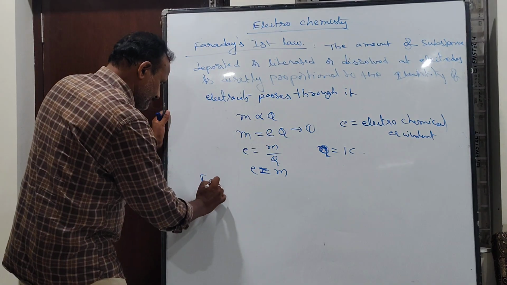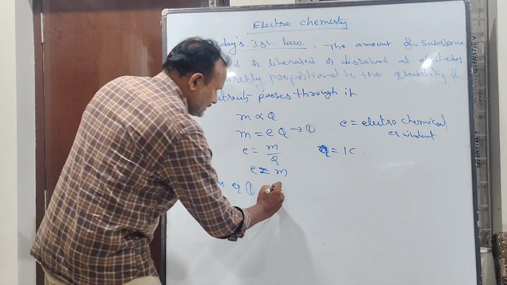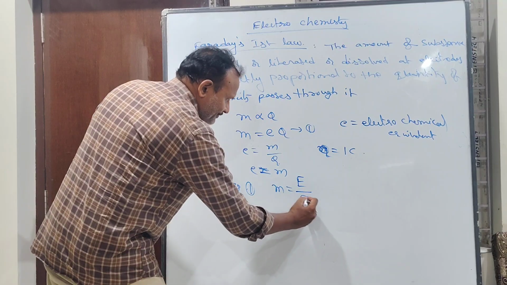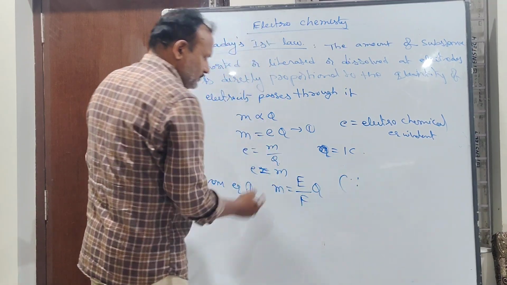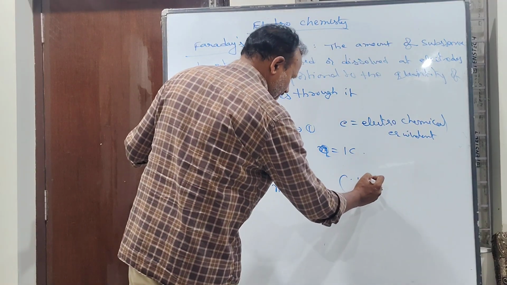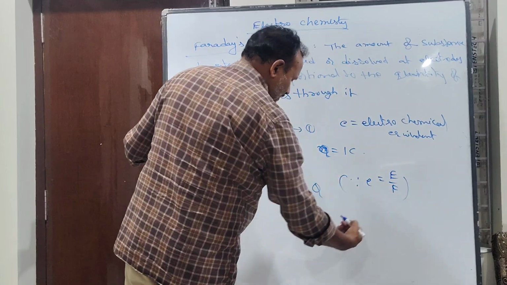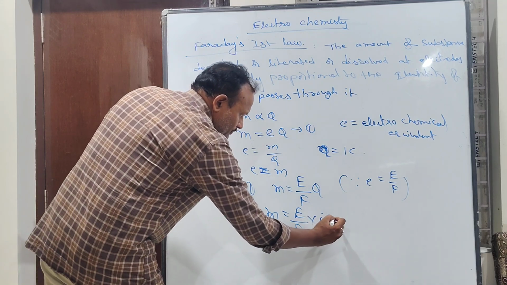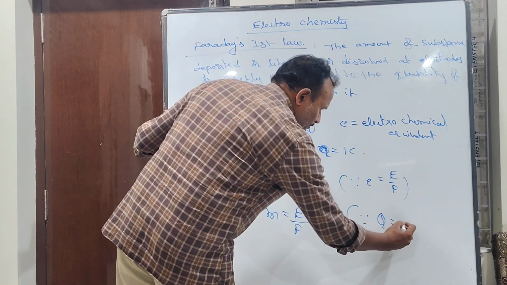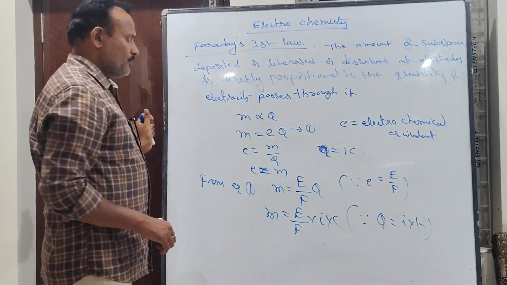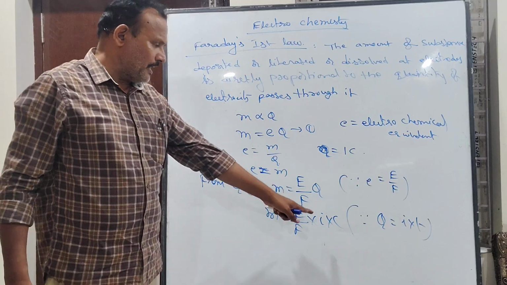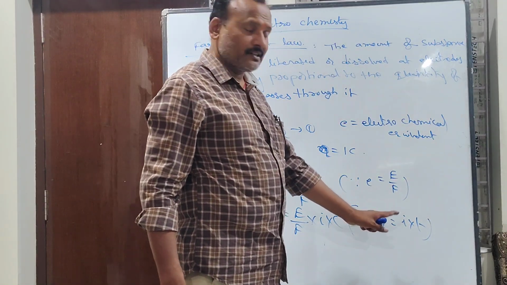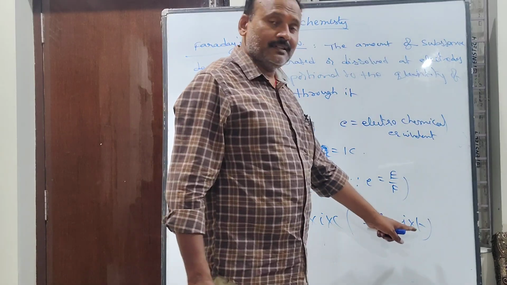Now from equation 1, M is equal to, instead of small e you can write capital E by F into Q, since small e is equal to capital E by F. Again, M is equal to capital E by F into I into T, since Q is equal to I into T. Here Q is quantity of charge in coulombs, I is current in amperes, T is time in seconds.